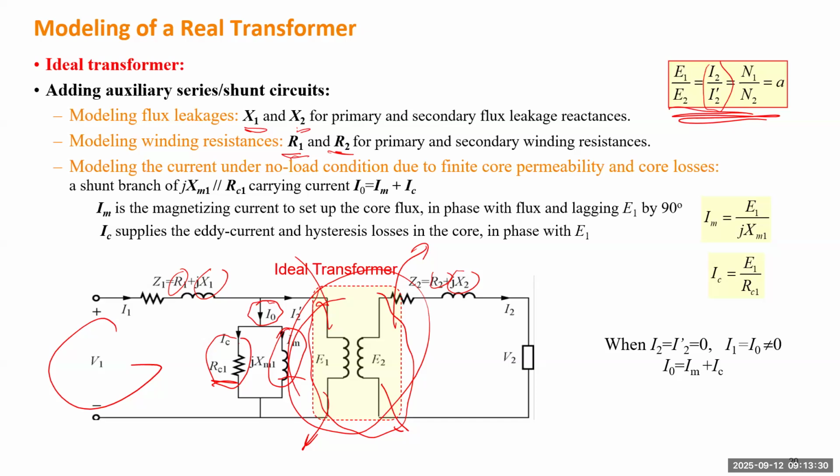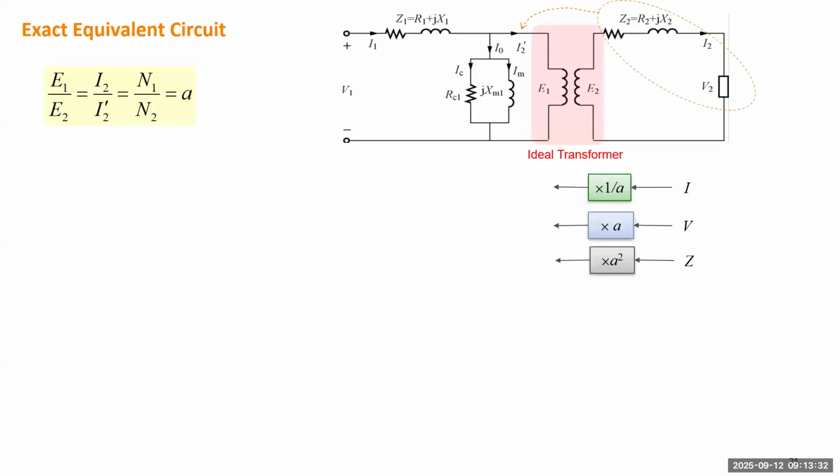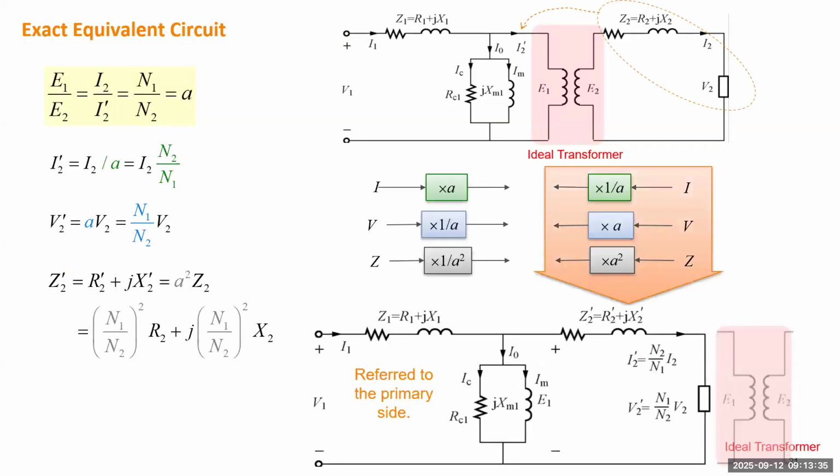In the next slide, we introduce a transformation. We can transform everything from the secondary side to the primary side. If there's any impedance, current, or voltage, we simply move it over to the primary side, regarding the ideal transformer part as not existing at all. We divide the current by the ratio, multiply voltage by the ratio, and multiply impedance by the ratio squared. That is the transformation from secondary to primary side.